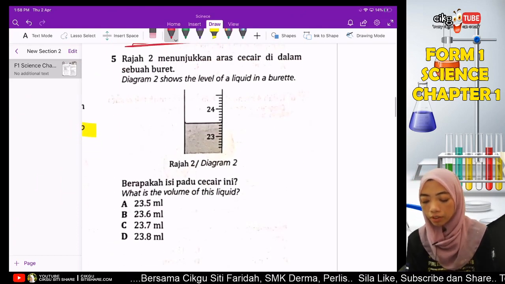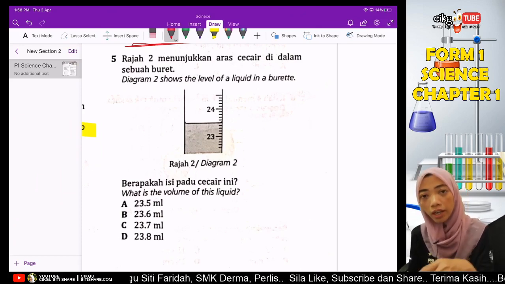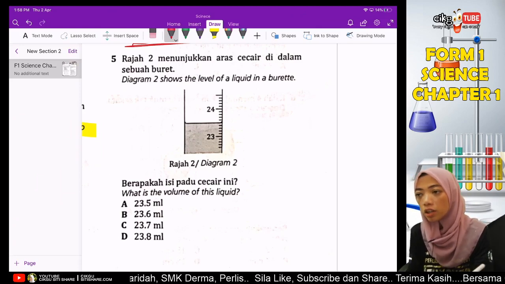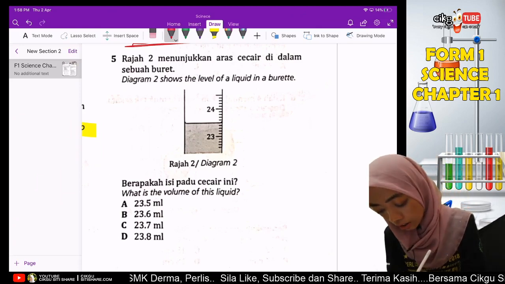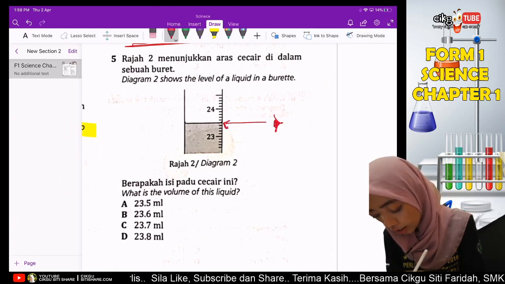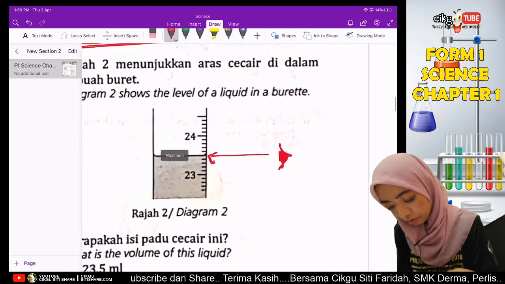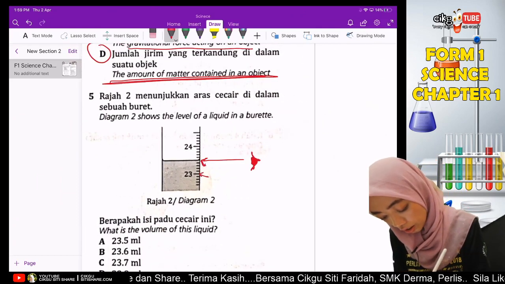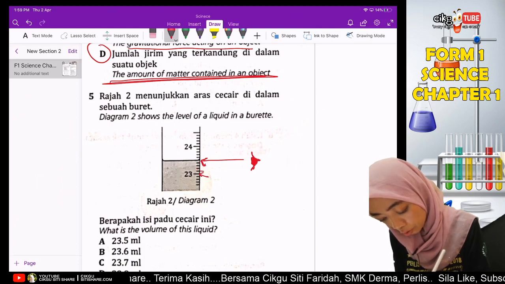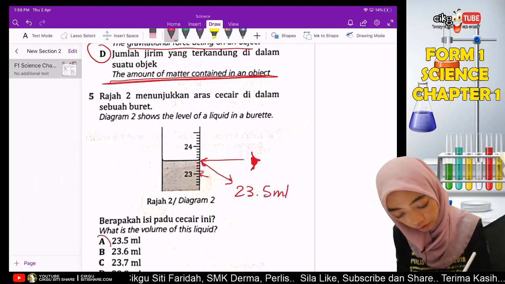Number 5. Diagram 2 shows the level of liquid in a burette. This is the burette close up. So what is the volume of this liquid? We will record the measurement here, at the level of our eye. Okay, zoom for you. This is 23. This is 23.1, 0.2, 0.3, 0.4. This is 0.5. So the answer is 23.5 ml. So the answer is A.